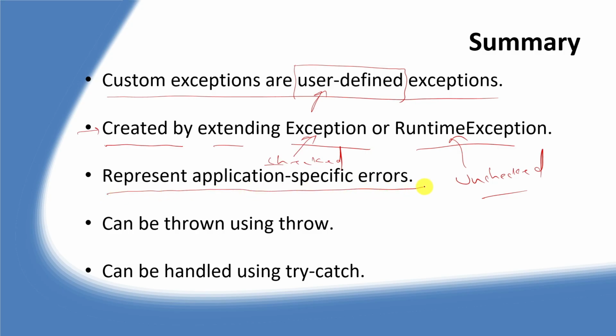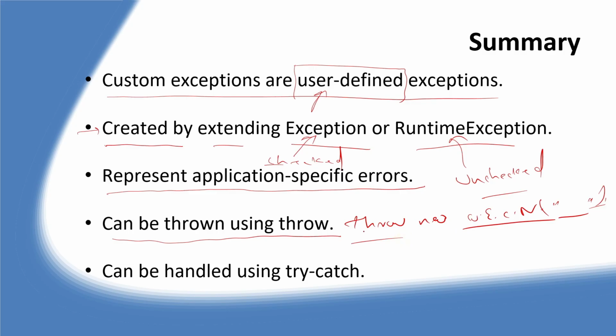They represent application specific errors and business logic failures. Okay, these are the use cases. They can be thrown using the throw keyword. So whatever custom exception we have created, we can throw using the throw keyword, throw new and the custom exception class name. Okay, and in the parameter we will provide the meaningful message. Like that we can throw the custom exception. They can be handled using try catch. So whenever we are throwing, the caller of the method will handle it using a try catch block.